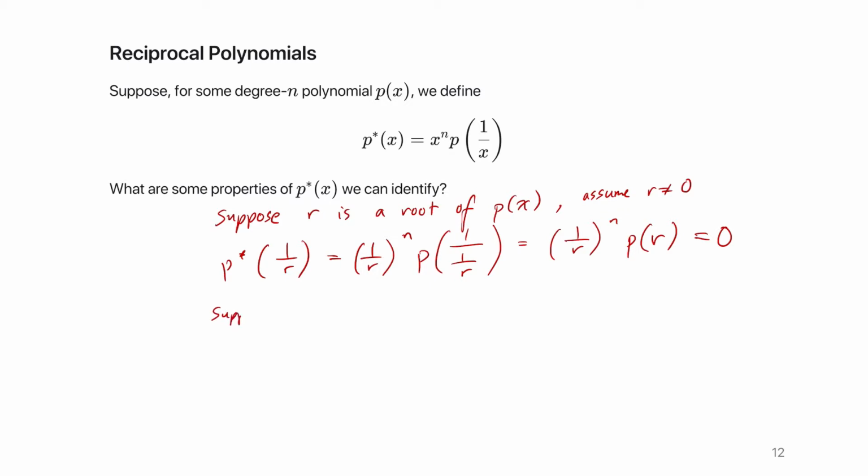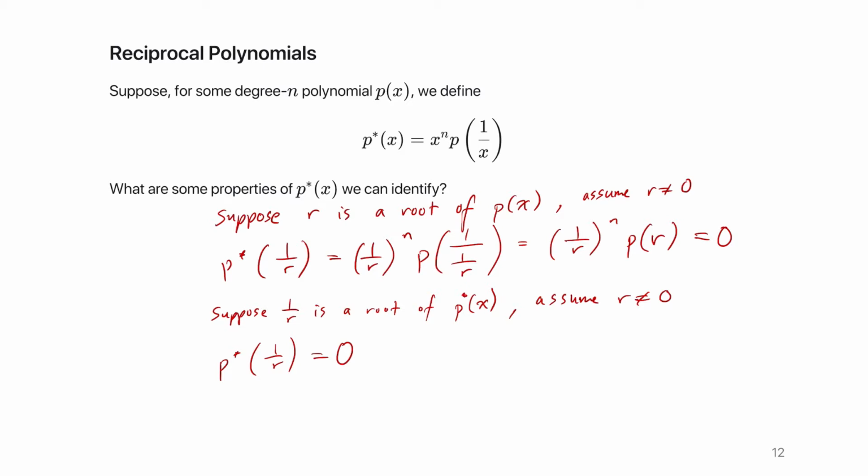We can also work in the other way. Now suppose 1 over R is a root of P star of x. And again, we're going to assume R is non-zero. So first we proved the forward direction: if R is a root of P, then 1 over R is a root of P star. Now we're going to do the opposite thing. So now we're going to assume that P star of 1 over R is 0.